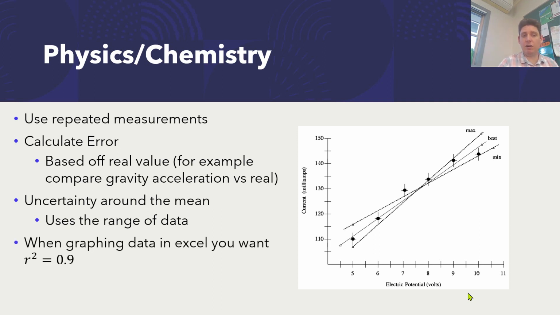When we're graphing in Excel, you want to get that R squared to be 0.9 because you're hoping to have a lot less variability. You're hoping that maybe just one thing is affecting your data, not like biology where there might be 10 things. And the error bars are that uncertainty that you calculated, that range of the data, the maximum minus minimum divided by 2, very different to biology.